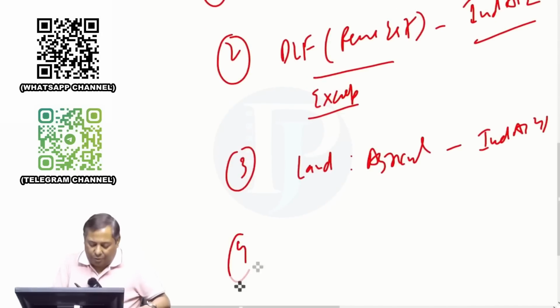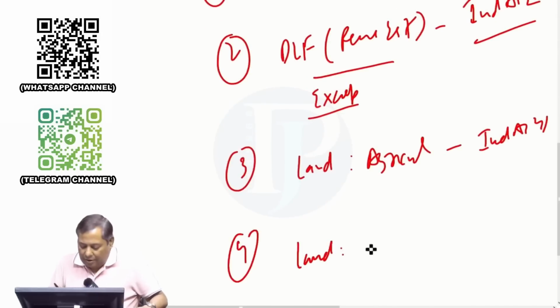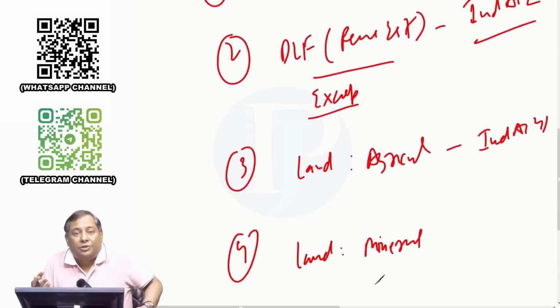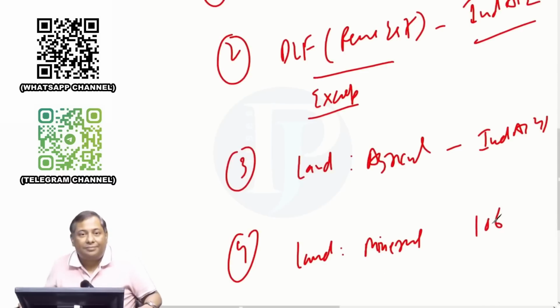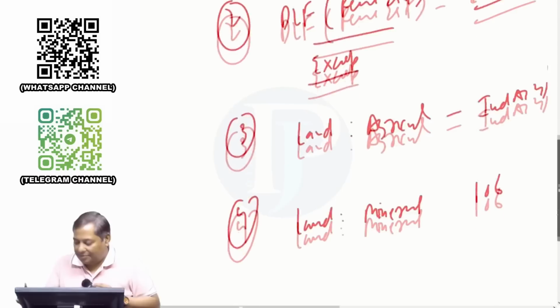Next, I told you that if any land is used for mineral resources, used for extraction of mineral resources like mineral oils, mineral ores, natural gases. If a land is used for extraction, then Ind AS 106 will be applied. I told you, when intentions change, Ind AS changes.